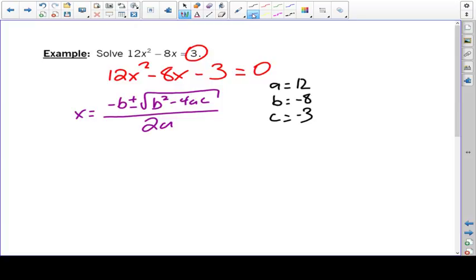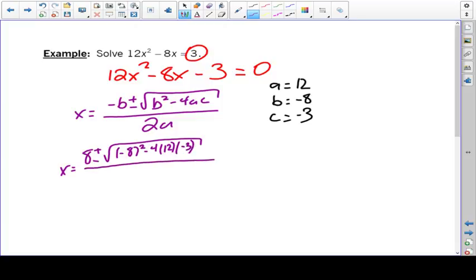So let's do it. X equals negative b. So that's negative 8, which is just positive 8. We could just write that down. So positive 8 plus or minus root of b squared. So that's negative 8 squared minus 4 times a, which is 12, times c, which is negative 3. And that's all over 2 times 12.